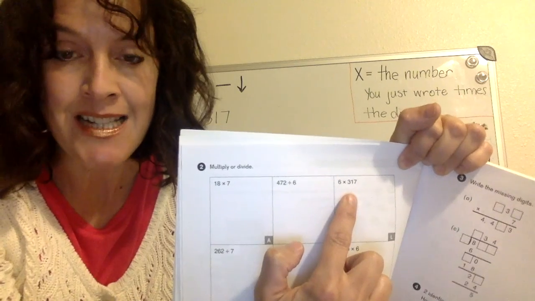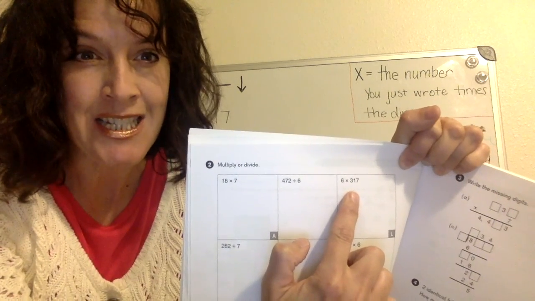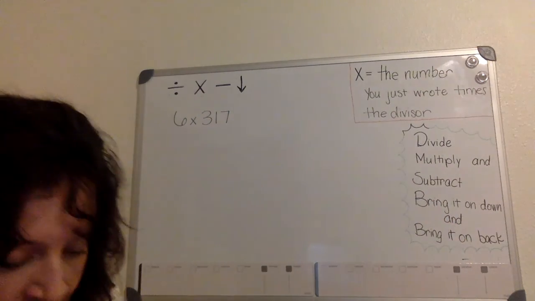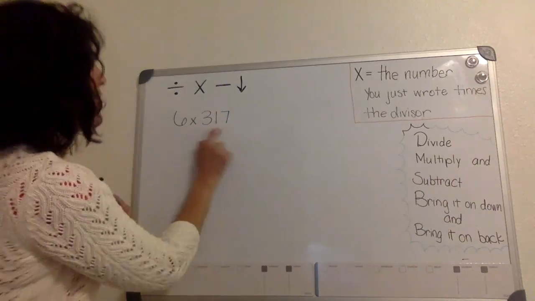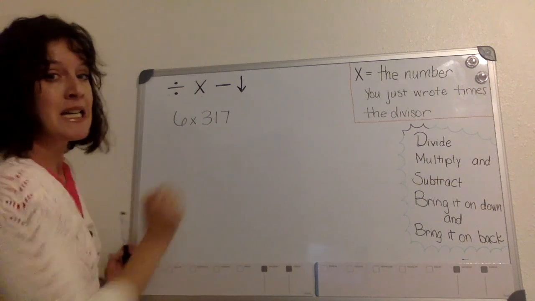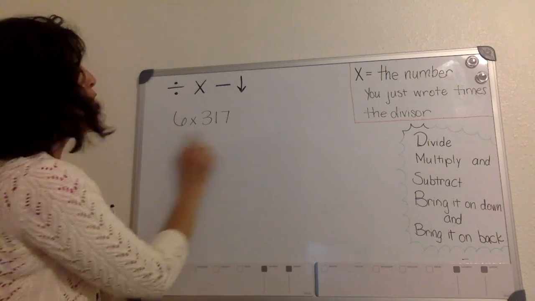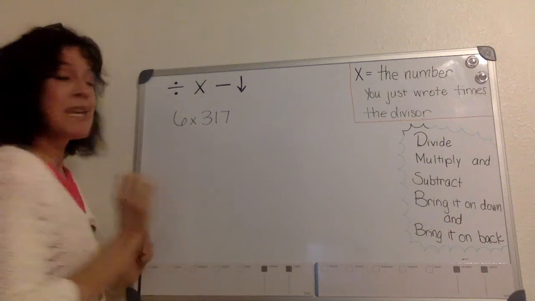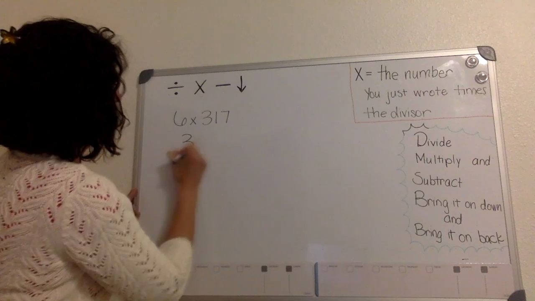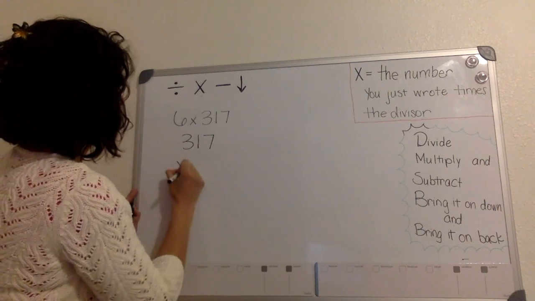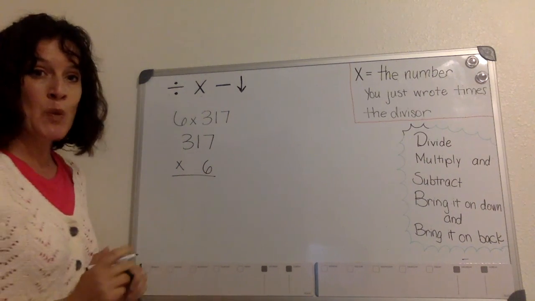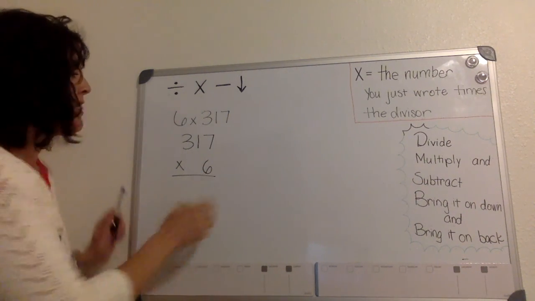This one says 6 times 317. All right, so here it is right up here. There's something we need to do. We can't solve this very easily when it's written like this. So the easiest thing to do is to take that bigger number, which is 317, and put it at the top. And then we're going to get our times 6 right down there. Let's go ahead and start.